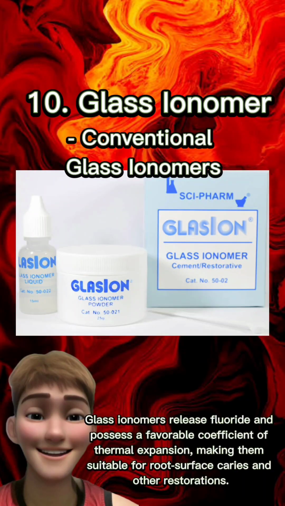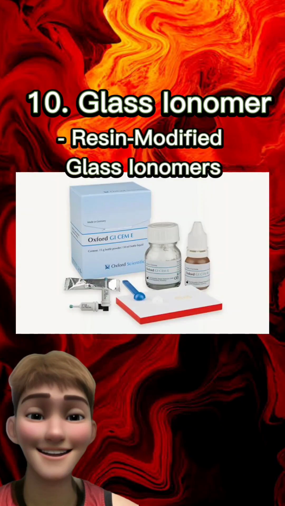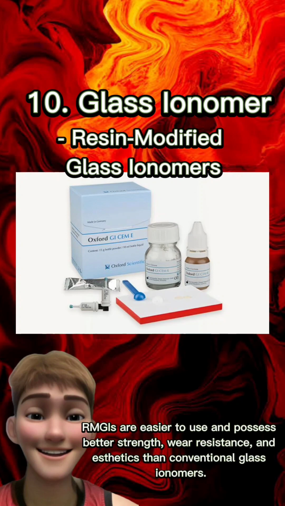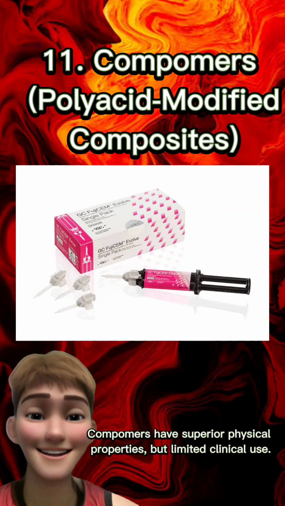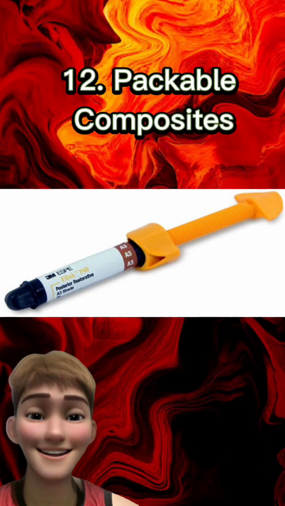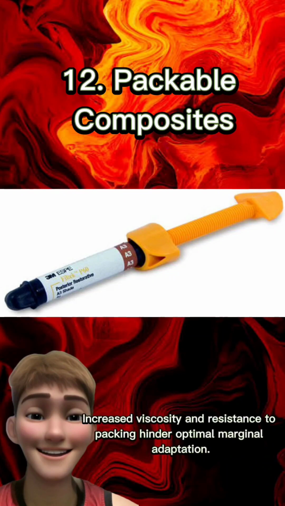Glass ionomers release fluoride and possess a favorable coefficient of thermal expansion, making them suitable for root surface caries and other restorations. Resin-modified glass ionomers, RMGIs, are easier to use and possess better strength, wear resistance, and aesthetics than conventional glass ionomers. Eleven. Compomers, polyacid modified composites. Compomers have superior physical properties, but limited clinical use. Twelve. Packable composites. Increased viscosity and resistance to packing hinder optimal marginal adaptation.